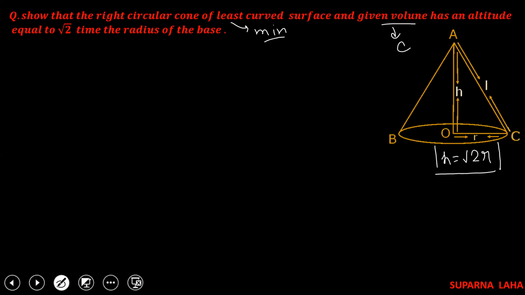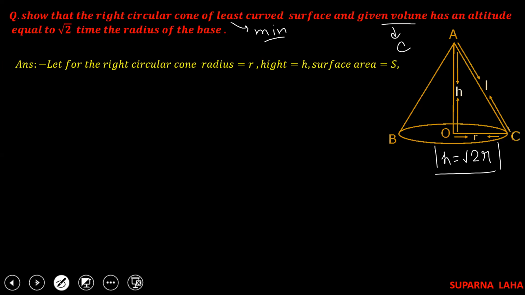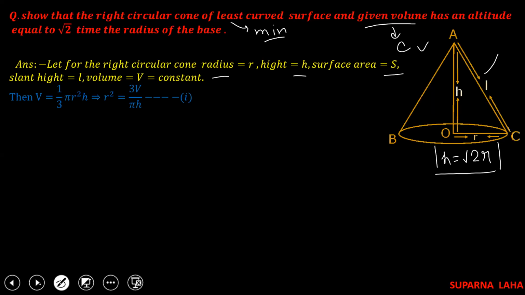Okay, so for that, let's check what we have. I have this figure. From here I can say this radius is r, height is h, surface is s, the volume is v, and the slant height is l. So I took all the variables. Here it is given that this volume is constant. So what is the volume? 1/3 pi r square h. Now if v is constant, from here I can find the value of r square, that is 3v upon pi h.